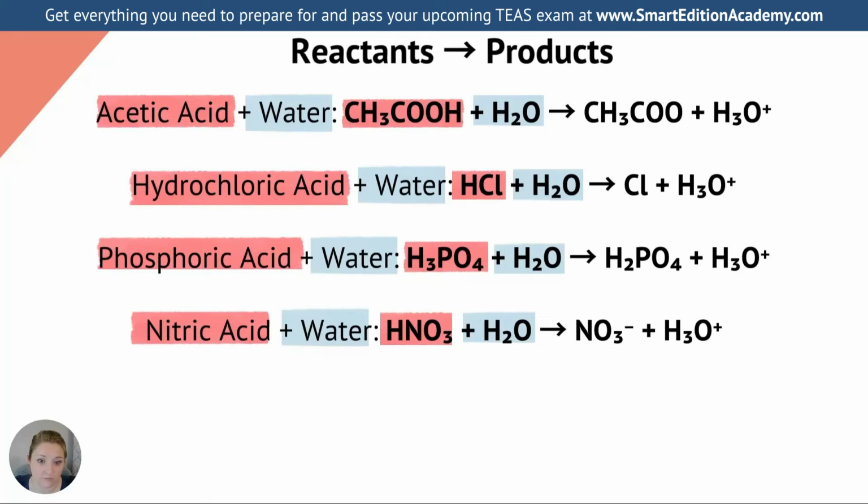H3O. As you look down here, I'll let you look through those: hydrochloric acid and water, phosphoric acid and water, nitric acid and water. You'll see the same pattern. That H is dropped off from the acid and is combined with H2O to form hydronium, which is H3O.